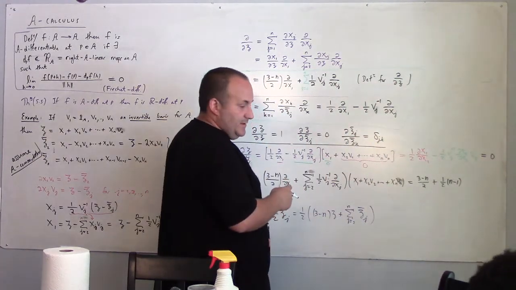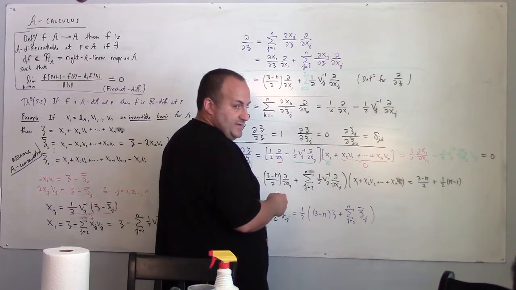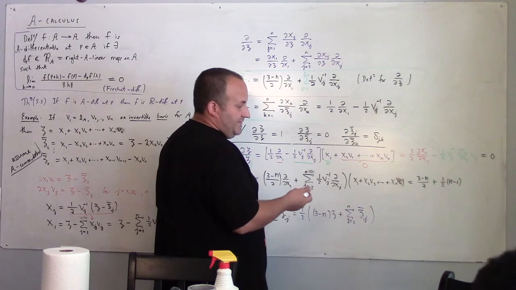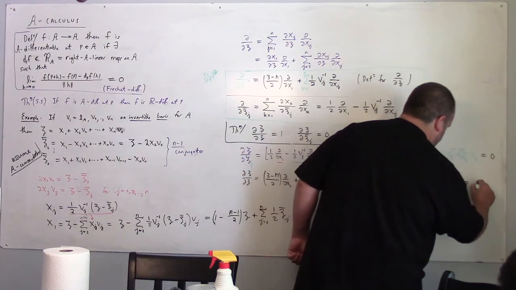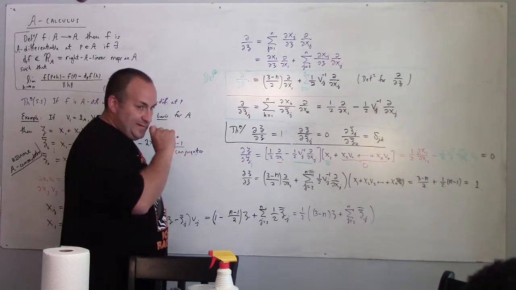Right? Yeah. The n's cancel, right? Because you get minus n over 2 and plus n over 2, those cancel, and you're left with 3/2 minus 1/2, also known as 1. So that's why partial zeta is 1.